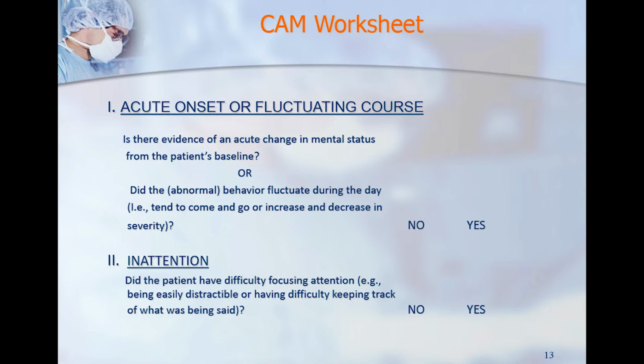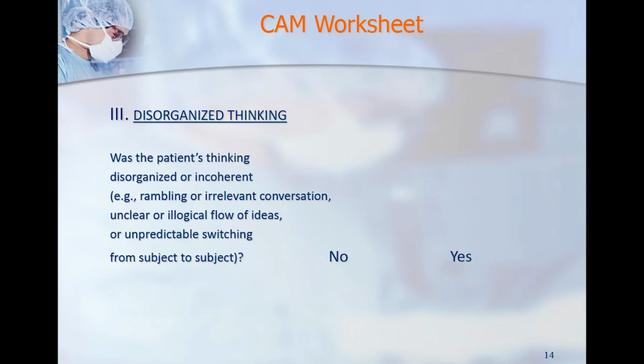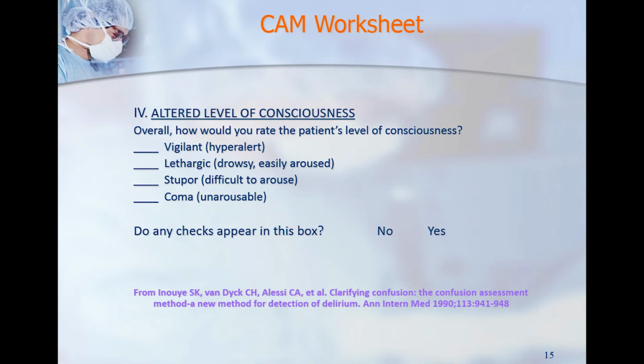Oh yes, this patient has inattention. So there you go, you have one more criteria: disorganized thinking. Exactly. For example, was there irrelevant conversation, unclear or illogical flow of ideas, or unpredictable switching from subject to subject? Yes, he had that yesterday or this morning. Then you have one more criteria, the last one: level of consciousness.